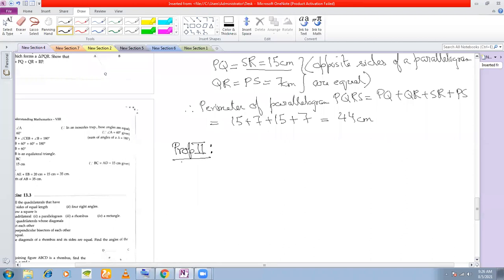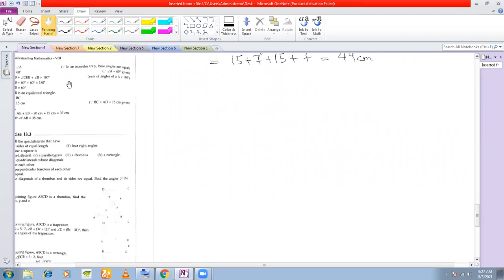Second property of parallelogram. The second property of parallelogram is that the opposite angles of a parallelogram are equal in measure, or let's say simply equal. The opposite angles. Before discussing this property, there is one very important thing that I forgot, which is how to label angles.